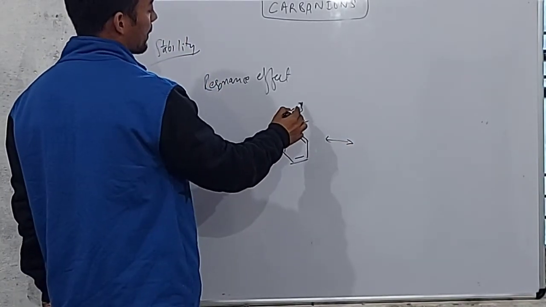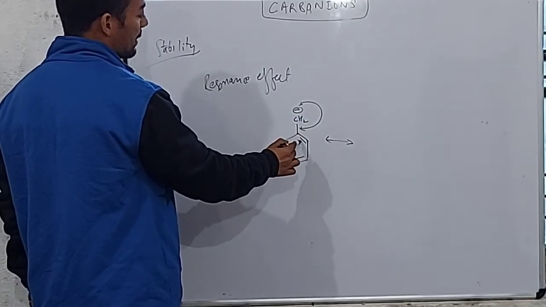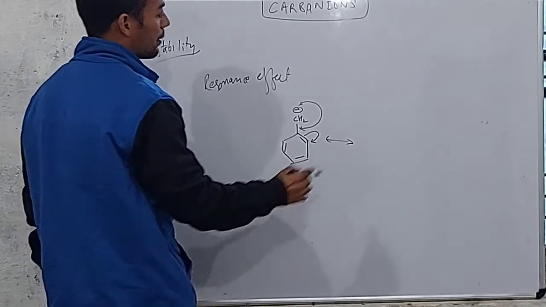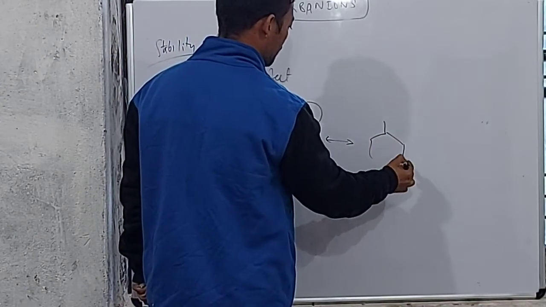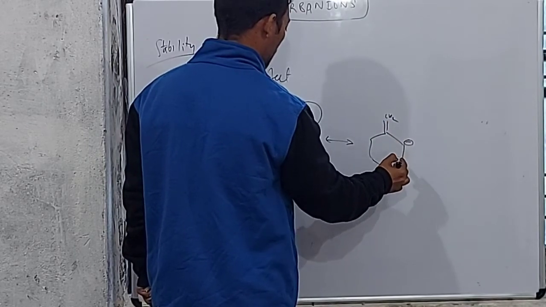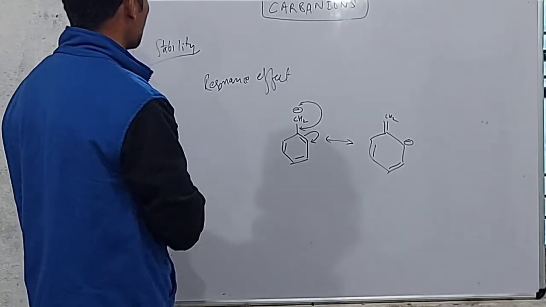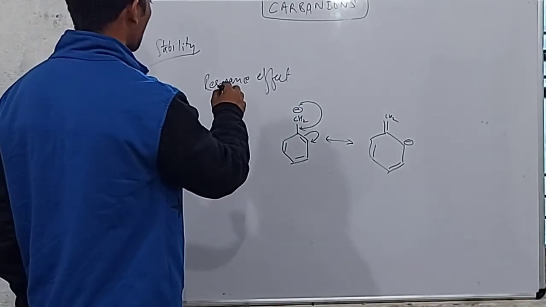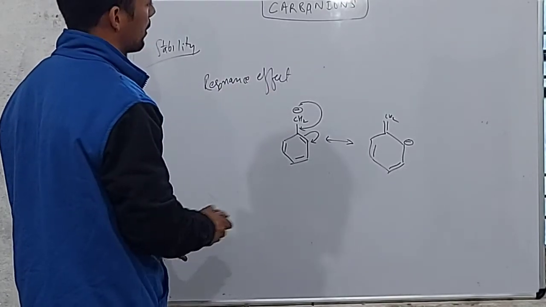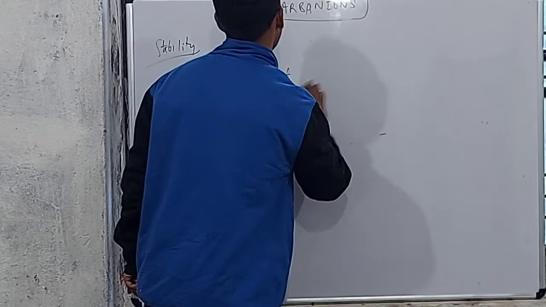What will happen is that these two electrons of the negative charge will go here to form a double bond, and this double bond will go to this position to form a negative charge here. Let's see how. Further, you can draw more resonating structures in this case. So this is the resonance effect. In the presence of resonance effect, the whole structure becomes more stable than a molecule not having resonance.